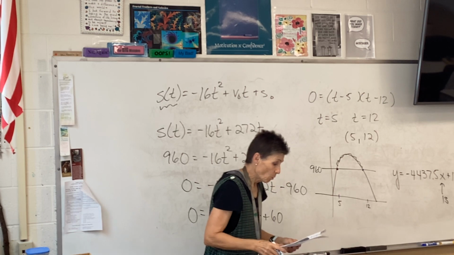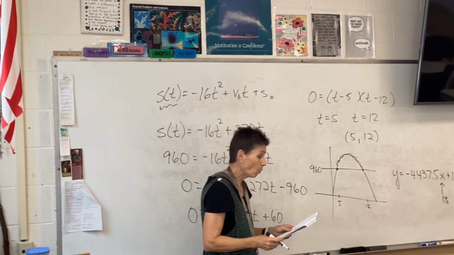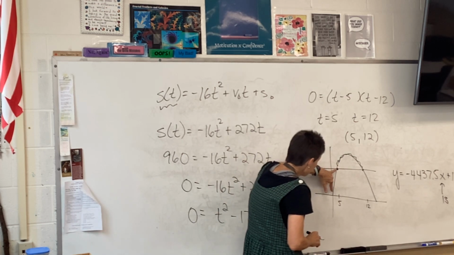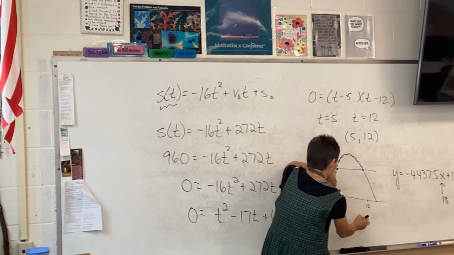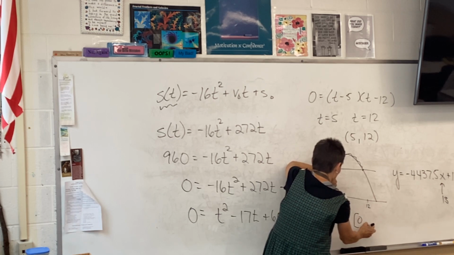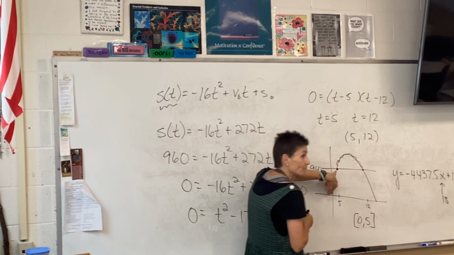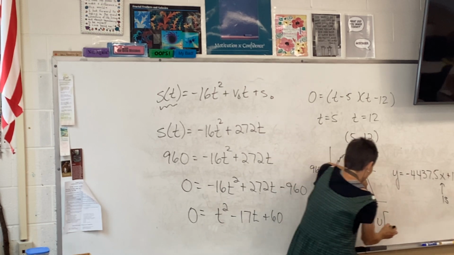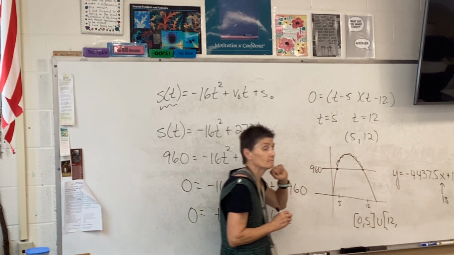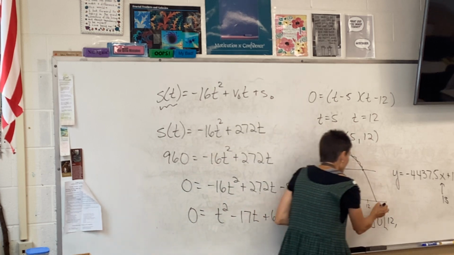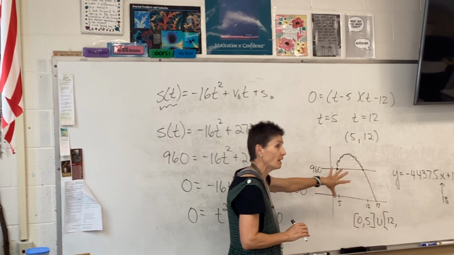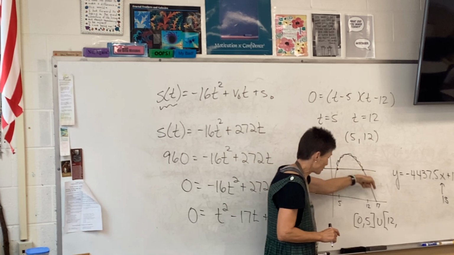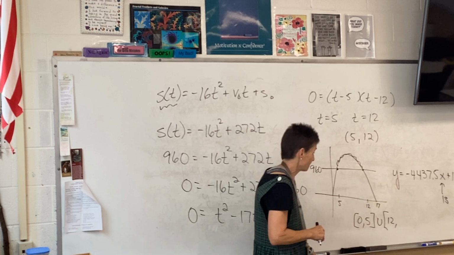And then, when will it be less than or equal to? Well, less than or equal to would be everything from 0 to 5, or everything from 12 to what? 17. And we know that's 17 because that's a parabola. If that took 5, then this is going to take 5. And then it's balanced.